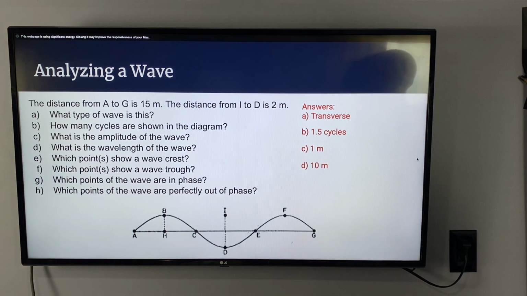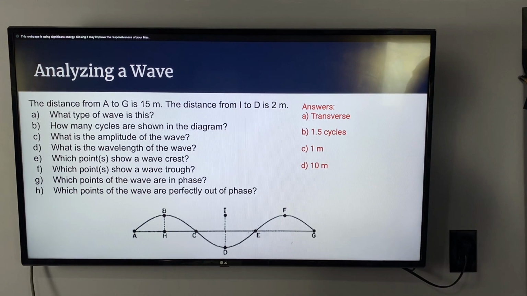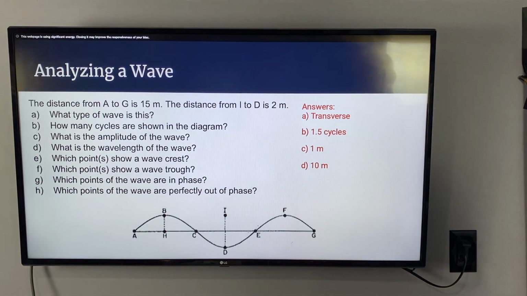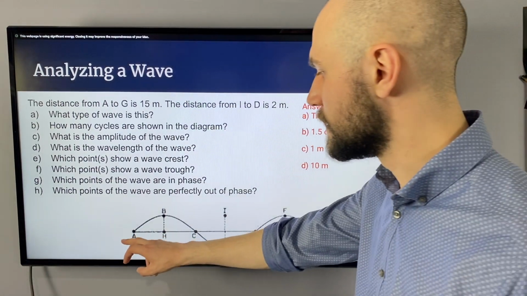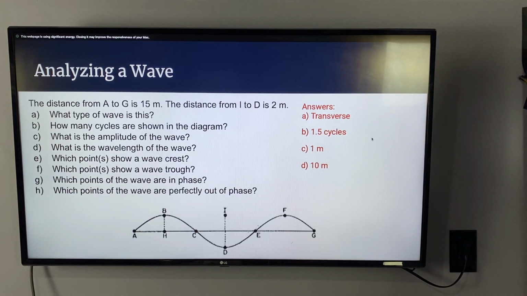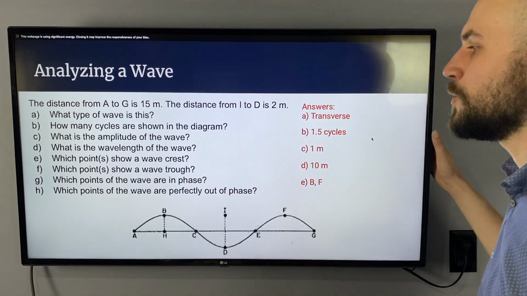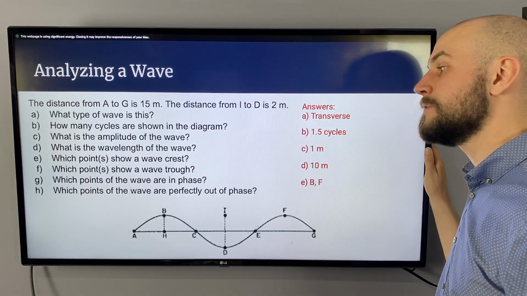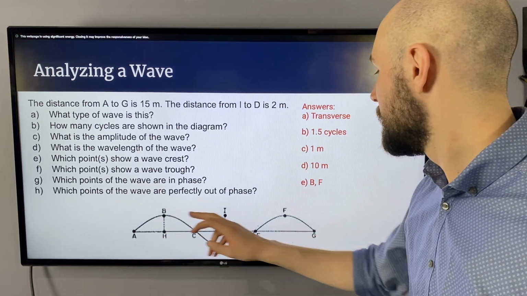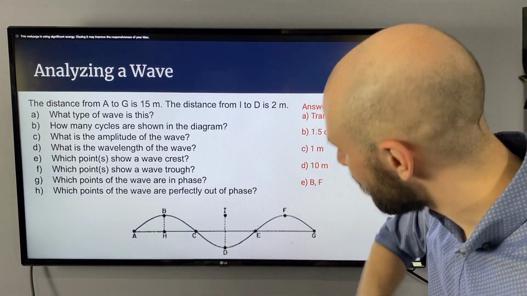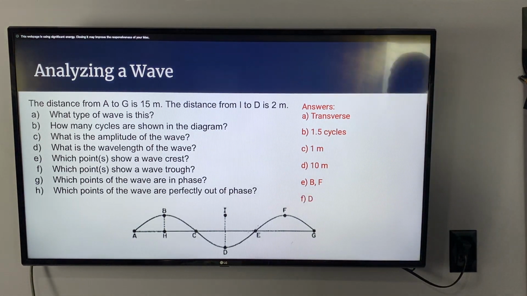Okay, moving right along. Part E says, which point or points show a wave crest? A crest is the topmost point of a wave. And if we look, we can see that point B is at the tippy top and point F is at the tippy top. B and F are both wave crests. So which point or points show a wave trough, the bottom of a wave? B and F are crests. Here we have a bucket down here. So point D is a trough of a wave.